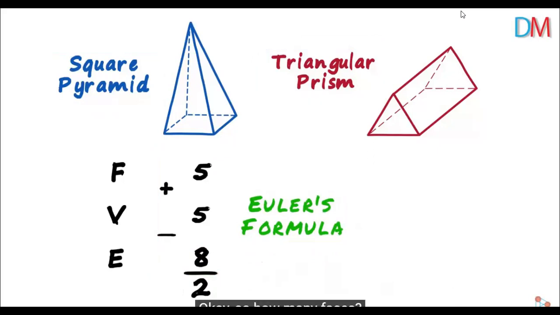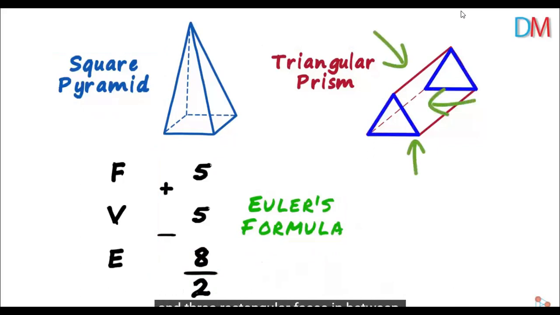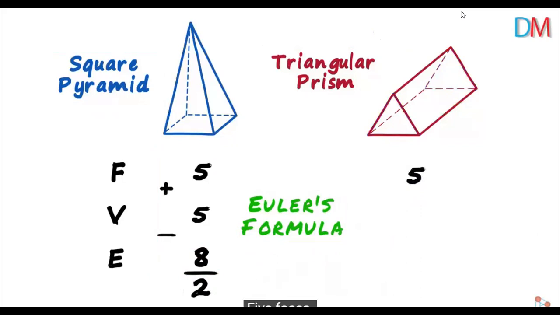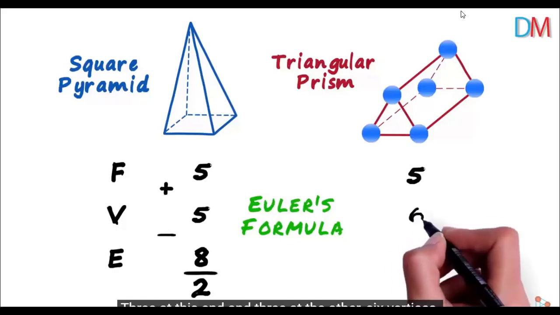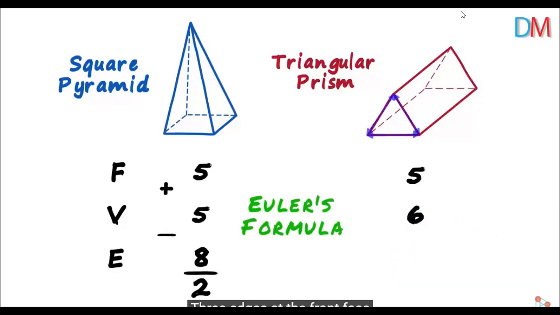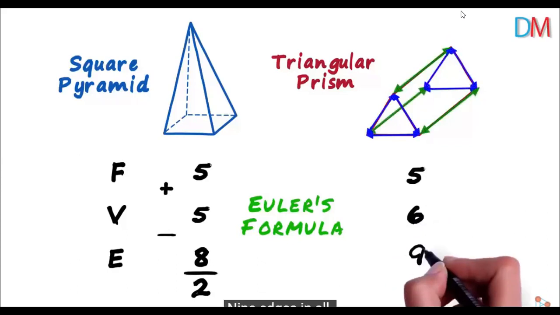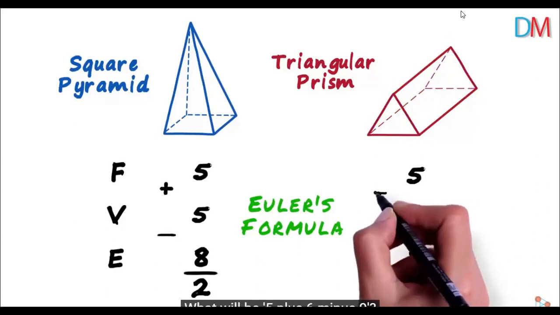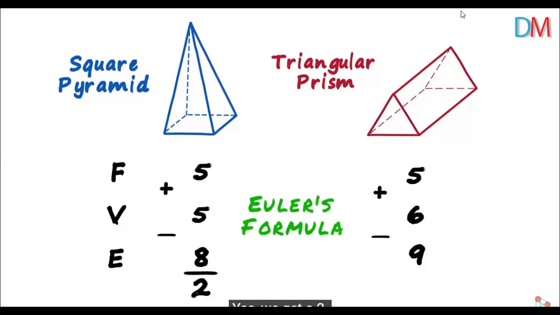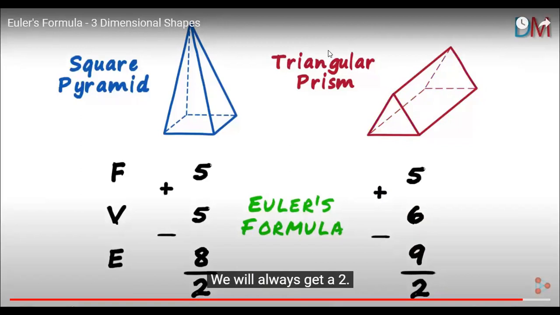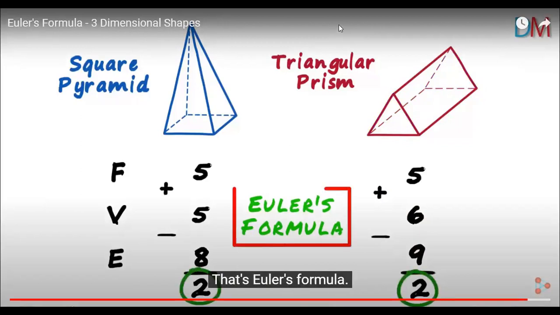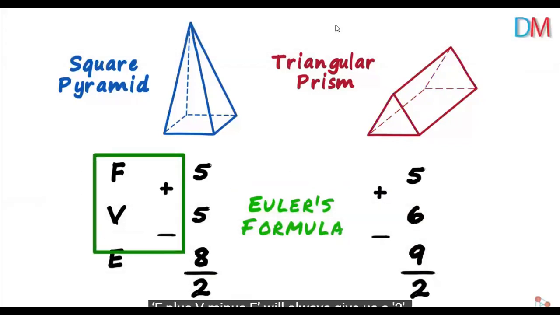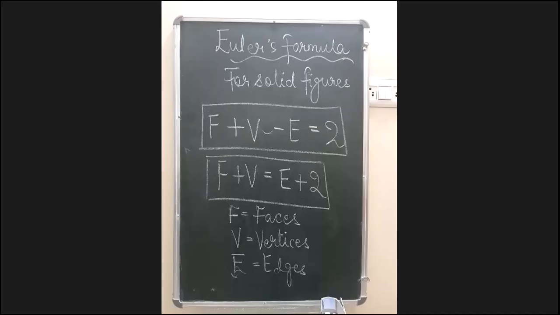Okay, so how many faces? 2 triangular faces at the ends and 3 rectangular faces in between. 5 faces. How many vertices? 3 at this end and 3 at the other. 6 vertices. 3 edges at the front face, 3 in between and 3 at the back face. 9 edges in all. What will be 5 plus 6 minus 9? Yes, we get a 2. We will always get a 2. That's Euler's formula. F plus V minus E will always give us a 2.